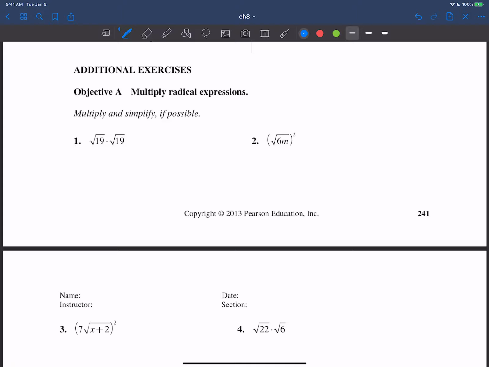Objective A. Multiplying radical expressions. Number 1. Radical 19 times radical 19. By applying the formula, we could put them together and rewrite that as radical 19 times 19, which is radical 19 squared. And then apply inverse operations, square root and square are inverse operations, and we got our answer, which is simply 19.